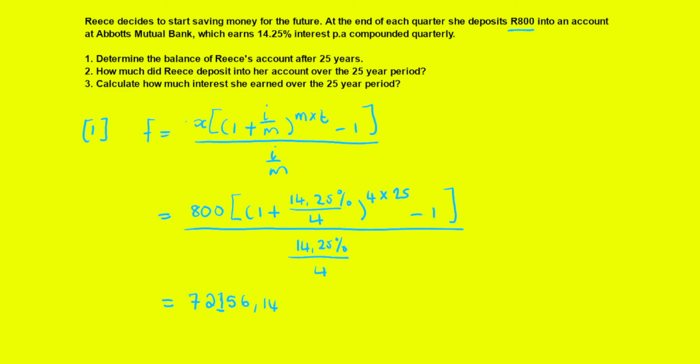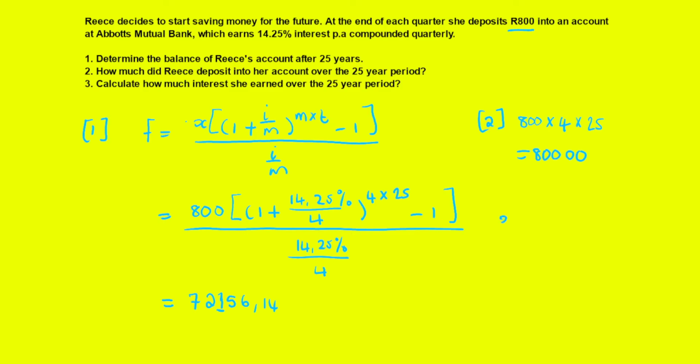Okay, 72156.14. Question number 2. How much did Reese deposit into the account over 25 years? Well, you take your 800 rand. She used to deposit it 4 times in a year, which is quarterly, times 25 years. Perfect. Well, 4 times 25 is 100. So 100 times 800, well, it'll be that.